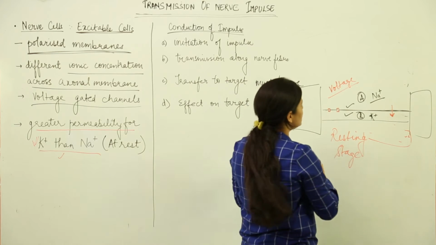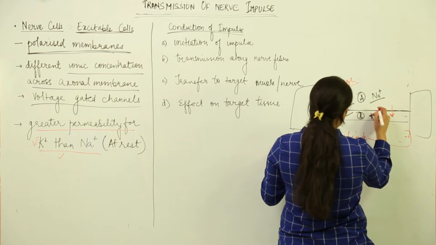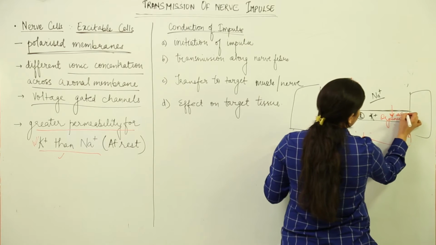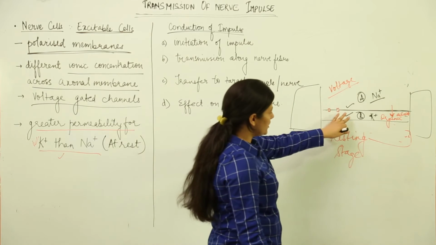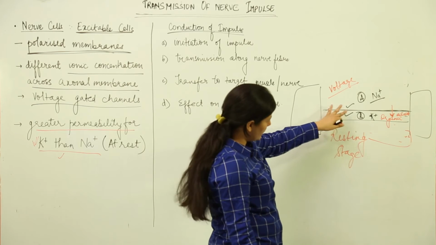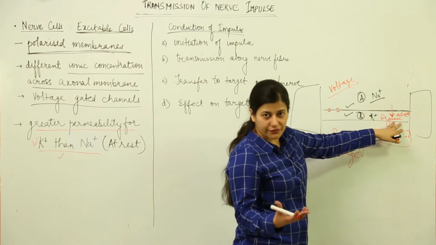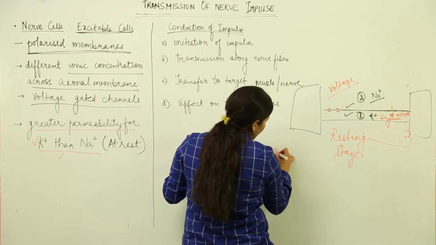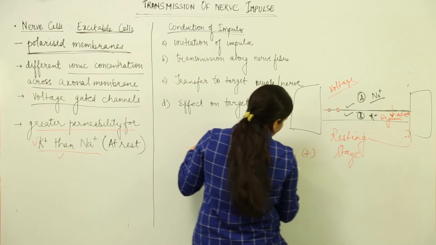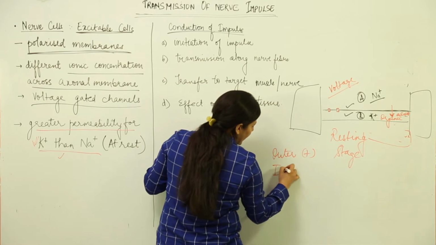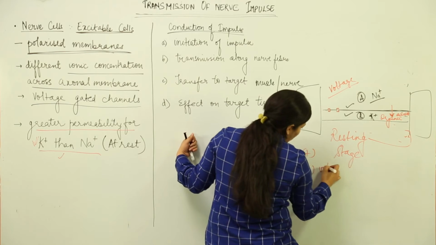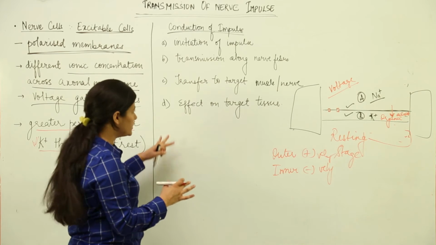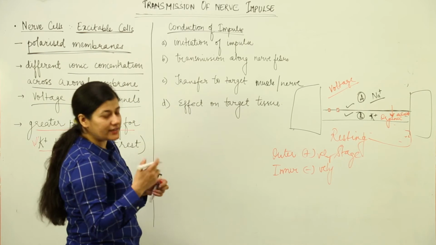At the same time, there is one more thing: the organic acids present inside the axoplasm are negative in charge. So in the resting stage, the polarized condition, the outer axolemma is positively charged and the inner axoplasm is negatively charged. This is what the resting stage of the axon is basically all about. Now at this resting stage there would be an excitation which would come.